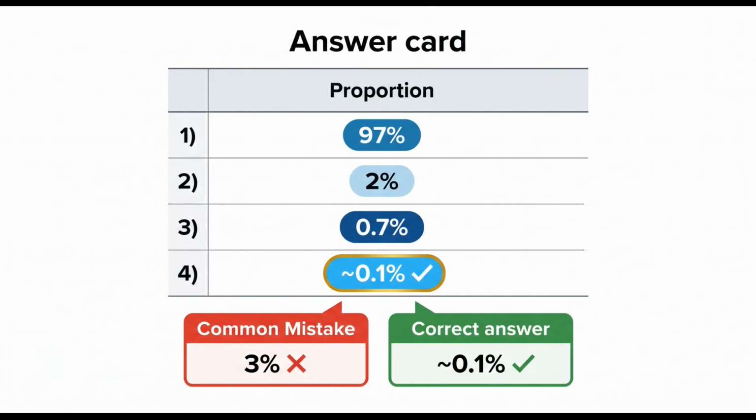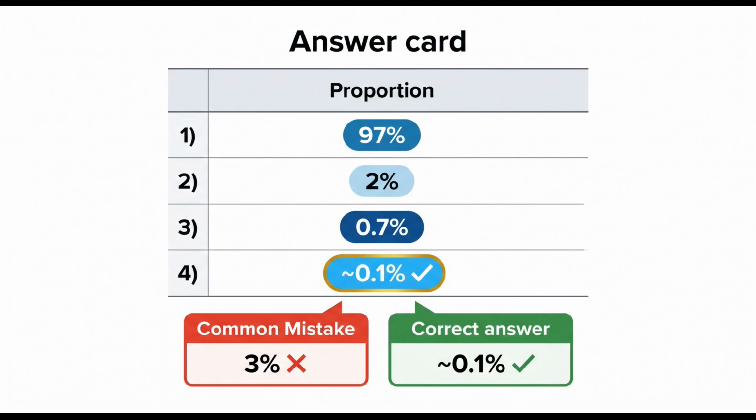Welcome back. Let's check the answers together. Saltwater, 97%. Glaciers and ice caps, 2%. Groundwater, 0.7%. Accessible surface freshwater, rivers, lakes, and wetlands, approximately 0.1%. And the bonus answer, approximately 0.1% of all Earth's water is accessible surface freshwater. That is the WA question 1 answer.